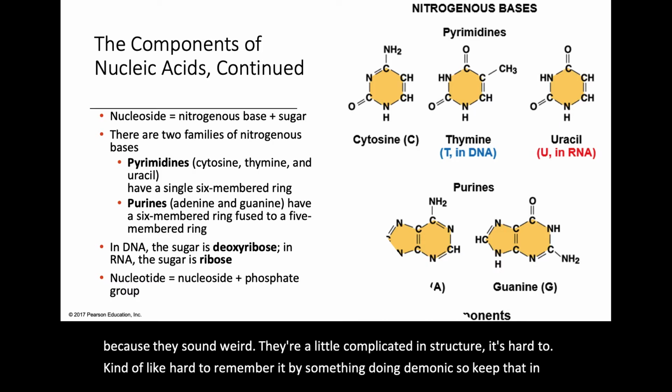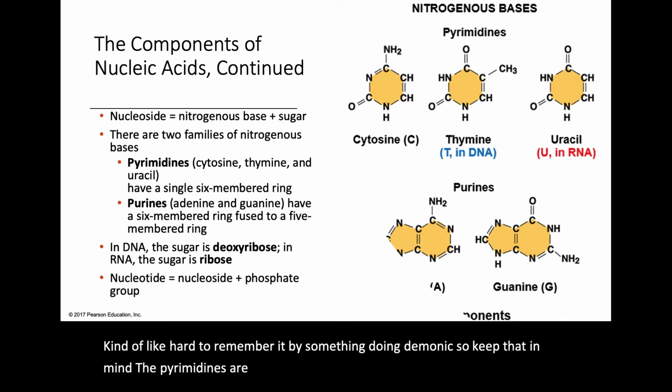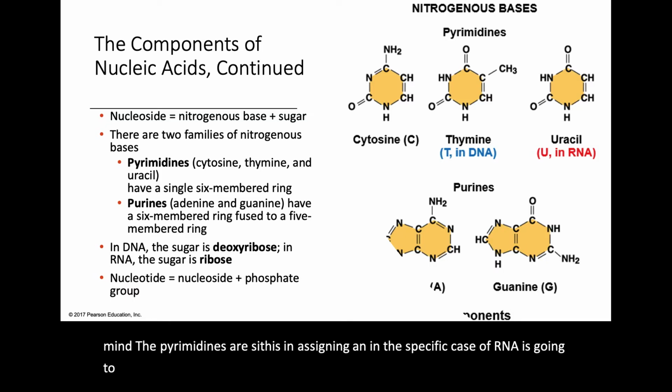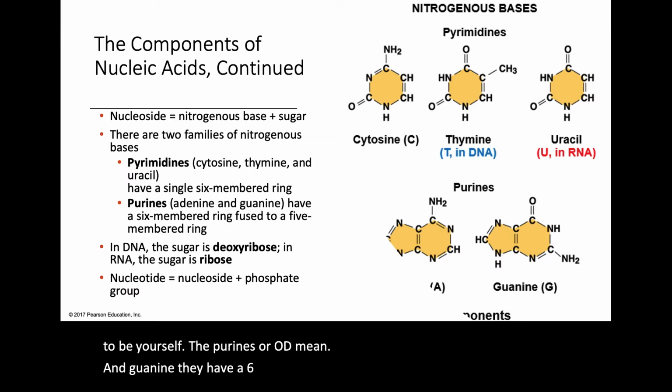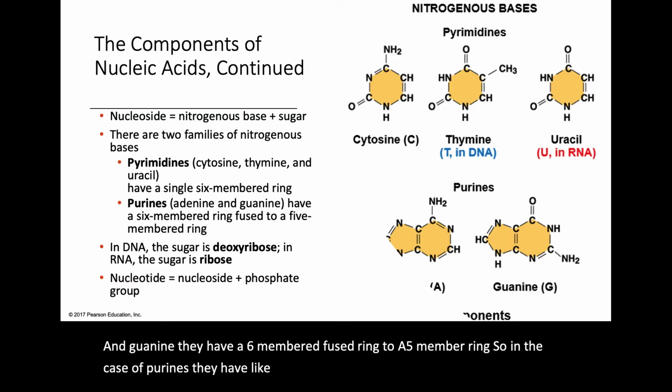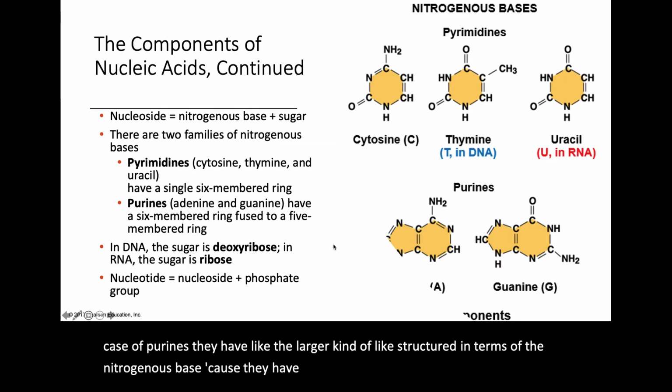The pyrimidines are cytosine, thymine, and in the specific case of RNA, uracil. The purines are adenine and guanine. They have a 6-membered ring fused to a 5-member ring. So in the case of purines, they have the larger structure in terms of the nitrogenous base because they have 2 fused rings together.